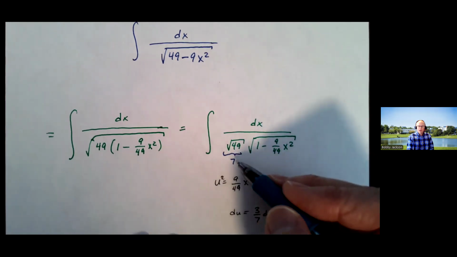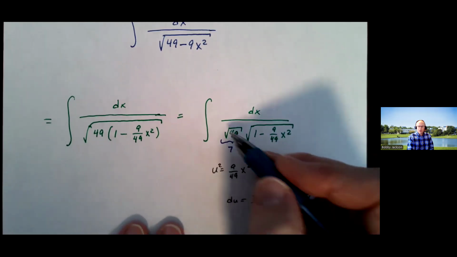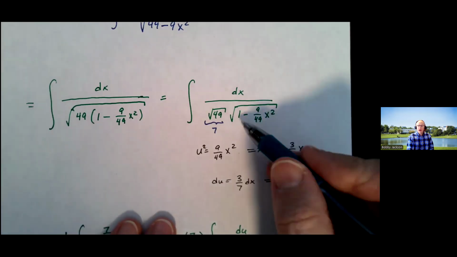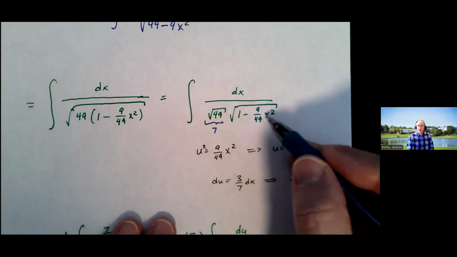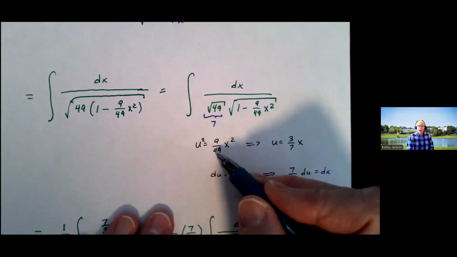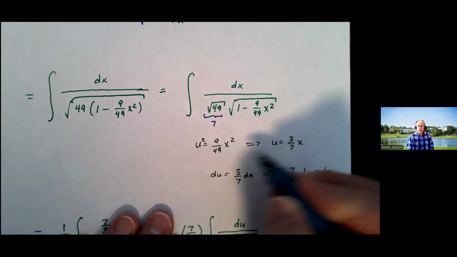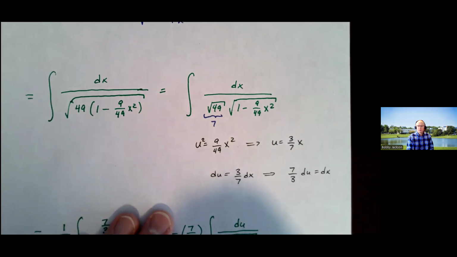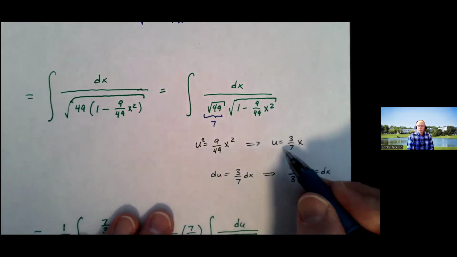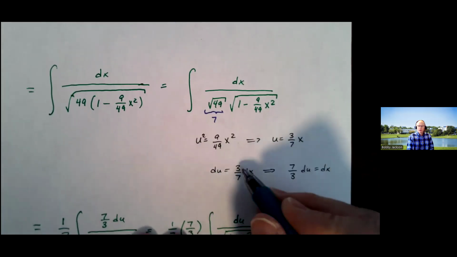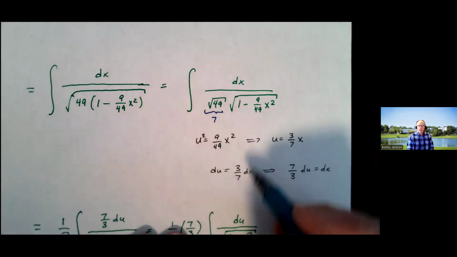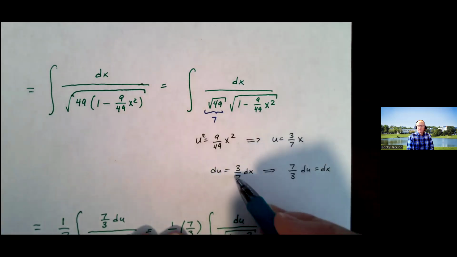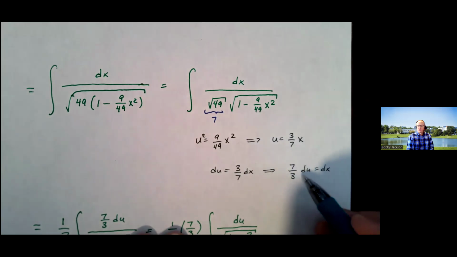The square root of 49 is just 7, so I can pull that out as 1/7. And then I want this to be my u squared now. So u squared will be 9/49ths x squared, meaning u is what? The square root of this, which is 3/7 x. The derivative of u is just 3/7, so du is 3/7 dx. Solve for dx, I'll multiply both sides of this by 7/3. So I'll get 7/3 du is dx.